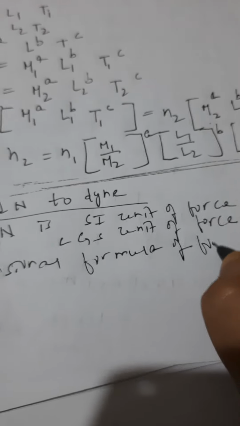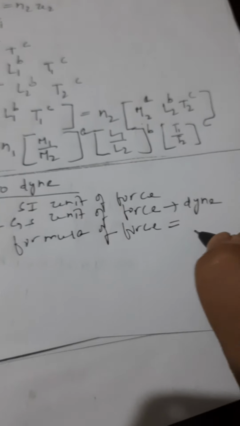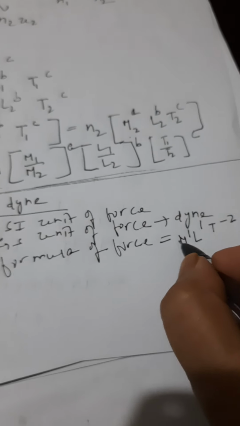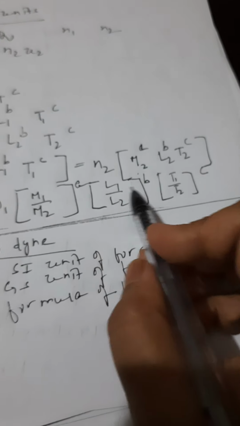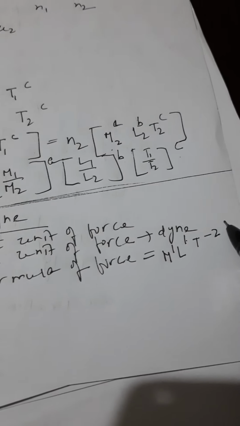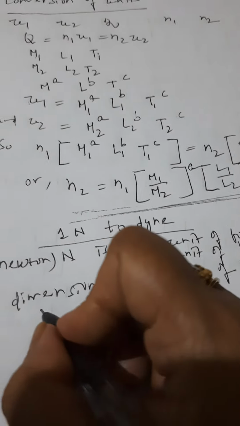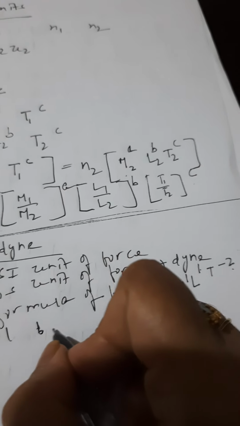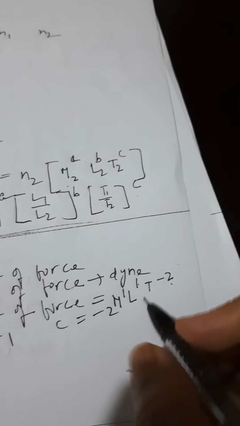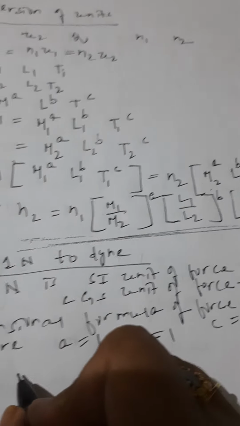Dimensional formula of force is M to the power 1, L to the power 1, T to the power minus 2. So here a is equal to 1, b is equal to 1, c is equal to minus 2.